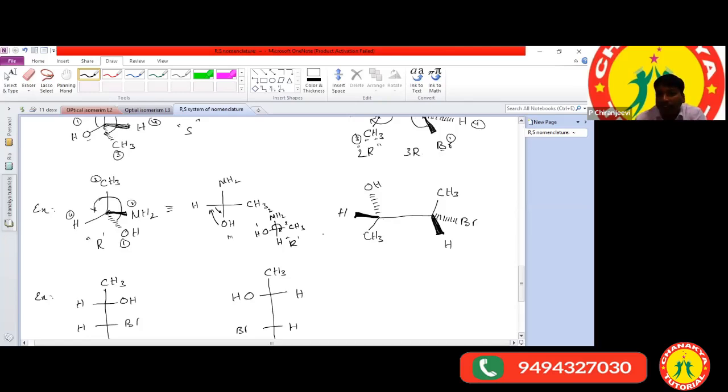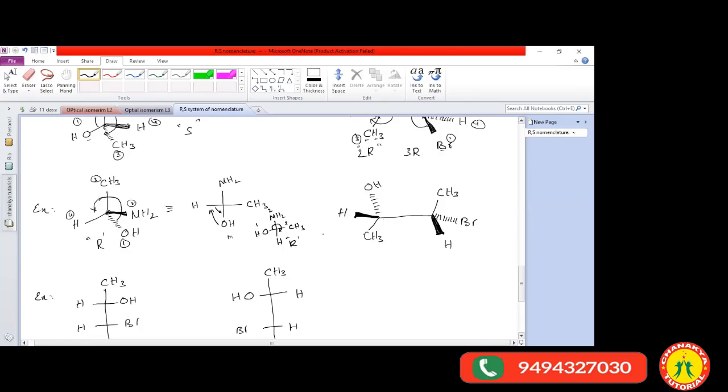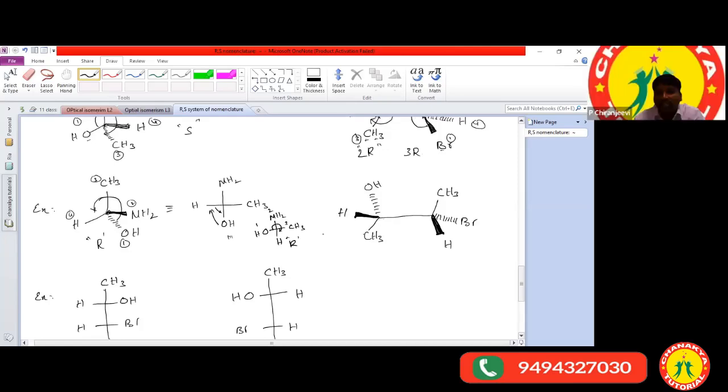So when the least priority atom is in the vertical line, then we can check the clockwise and anti-clockwise direction in the Fisher projection. Okay, so now you got the clarity. Without converting also, directly, whatever answer you told is correct only. But because somebody may get confused, that's why we can convert into the Fisher projection formula.